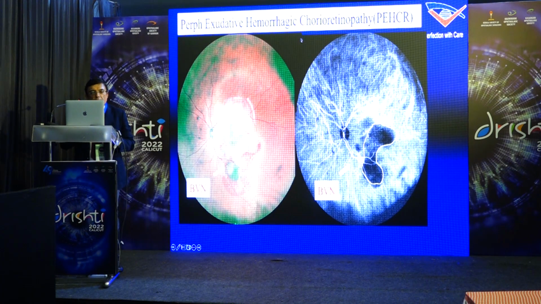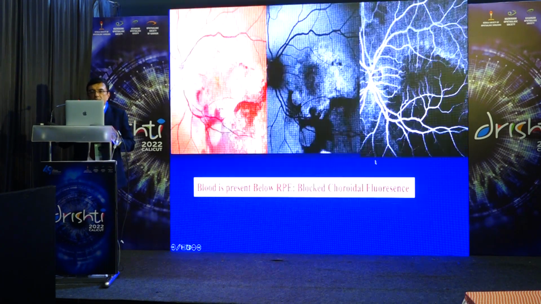This is the case of a peripheral exudative hemorrhagic chorioretinopathy. So you can see here on a colored picture we make out that there is a large area of hemorrhage. And if you look at the angiogram, you see this hemorrhage is blocking not only the choroidal fluorescence, but to some extent the retinal circulation. You can still see the retinal circulation here because the blood is thinner, but if you have blood present over the retinal surface, then both the things get blocked.